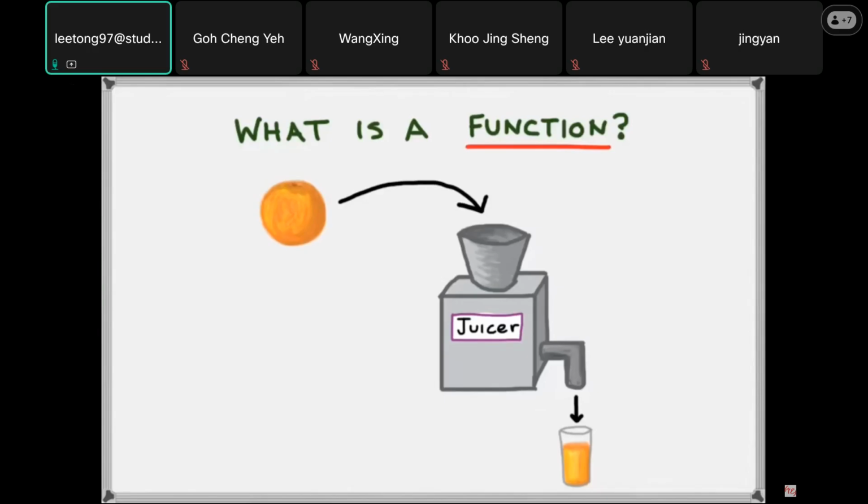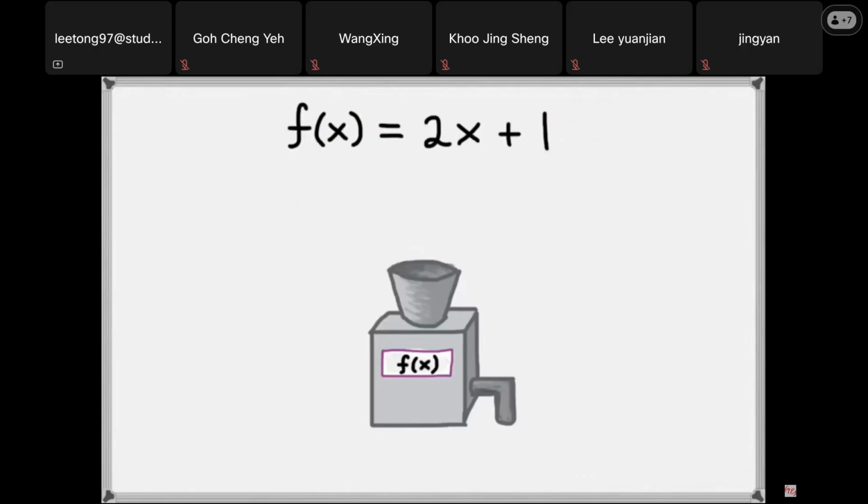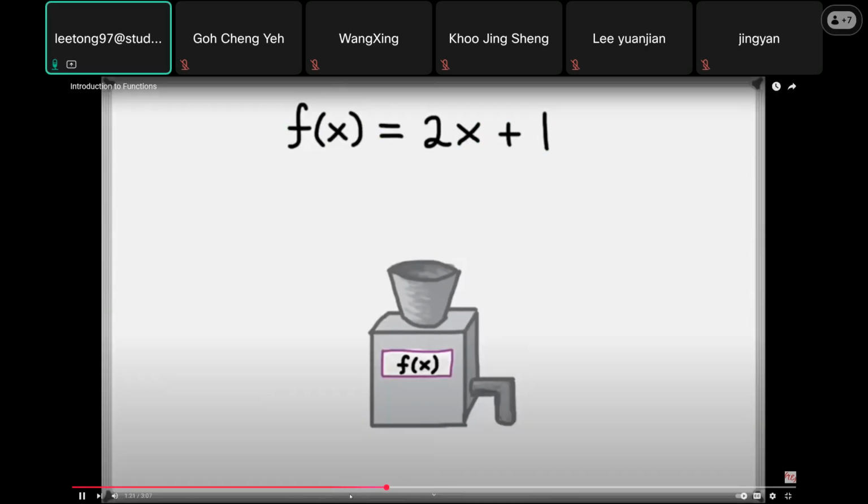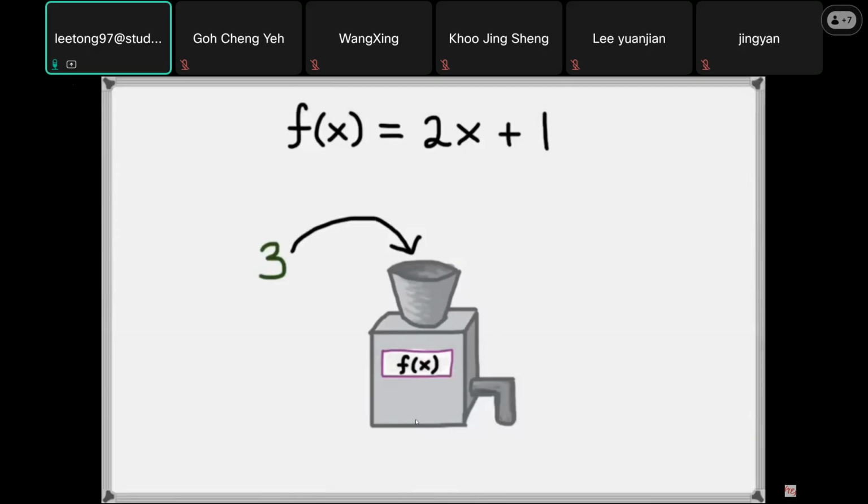This is kind of like a function. f of x equals 2x plus 1 is a good example of a function. Then you can think of f of x as a machine like a juicer. But instead of putting fruit in this machine, we're going to put numbers. And for each number we put into this machine, we can expect to get one number out of it. So for instance, if I take the number 3 and I put it in this function, this machine, I can expect to get one number out. And that number we can get by plugging in 3 into our function.